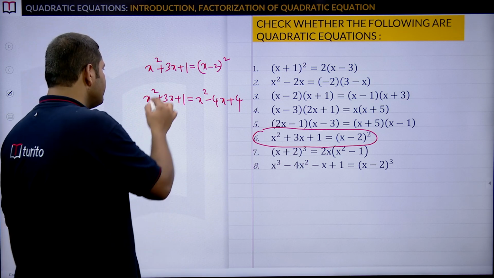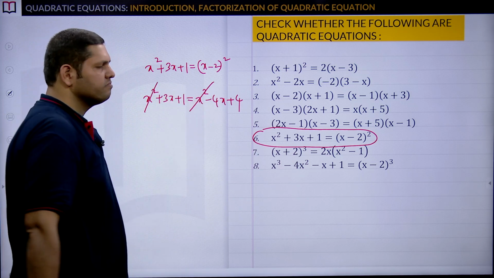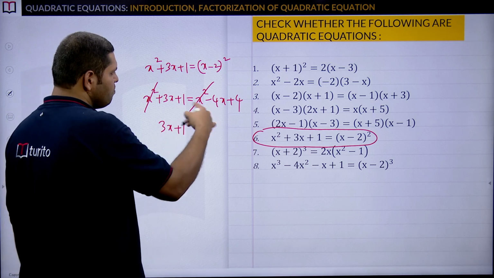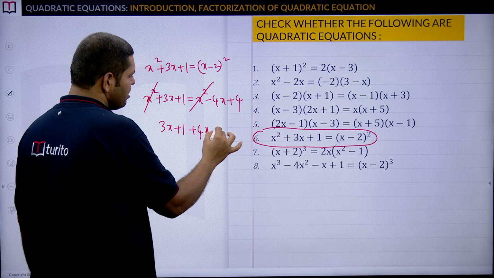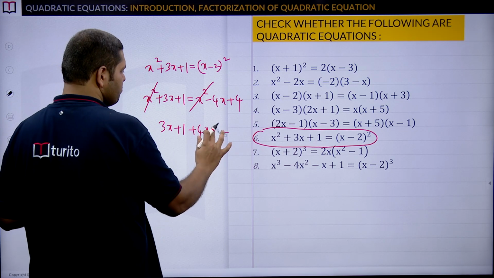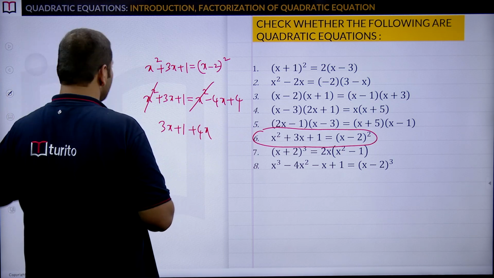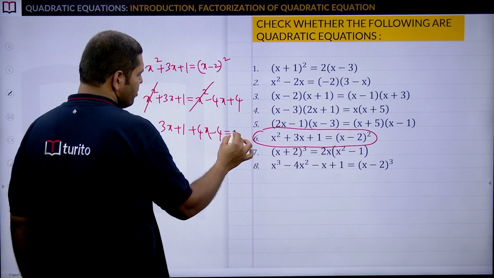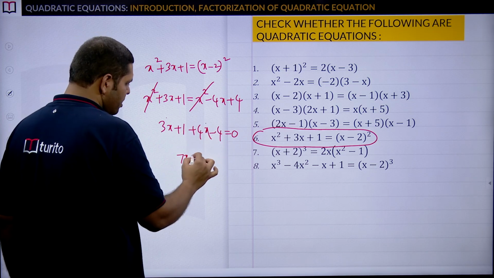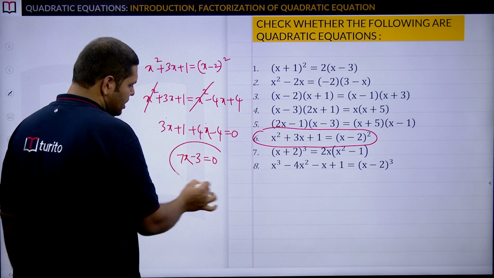Now children, I can cancel the x square term and the x square term. Then what is left? 3x plus 1. So minus 4x becomes plus 4x, and minus 4 becomes plus 4, moving to the other side, so 1 minus 4 equal to 0. So 3x plus 4x is what, children? 7x. 1 minus 4 is minus 3 equal to 0.